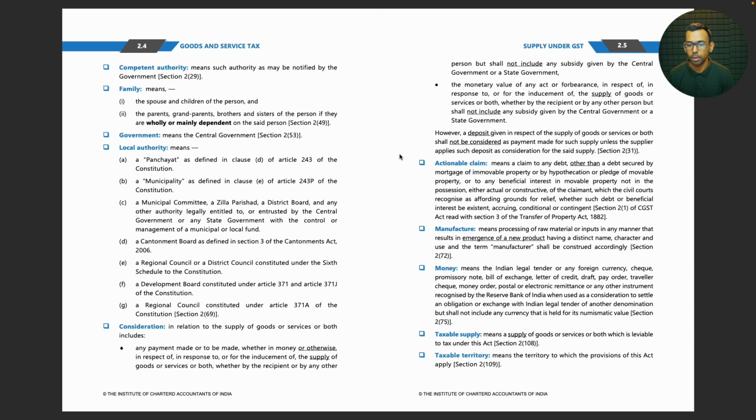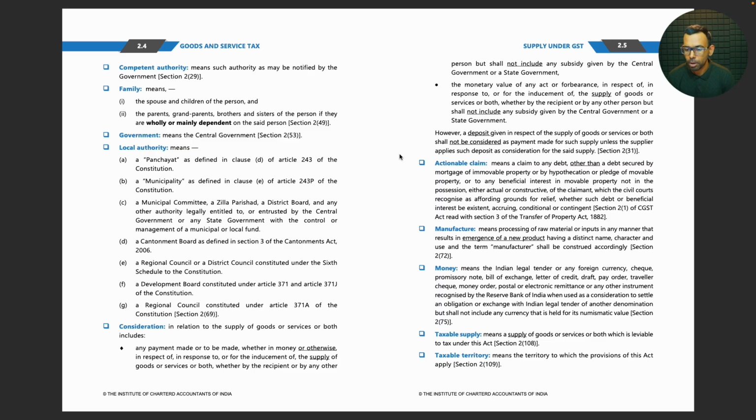Section 2, Clause 31. Actionable claim. Actionable claim means a claim to any debt other than a debt secured by mortgage of immovable property or by hypothecation or pledge of movable property, or to any beneficial interest in movable property not in the possession, either actual or constructive, of the claimant, which the civil courts recognize as affording grounds for relief, whether such debt or beneficial interest be existent, accruing, conditional, or contingent.